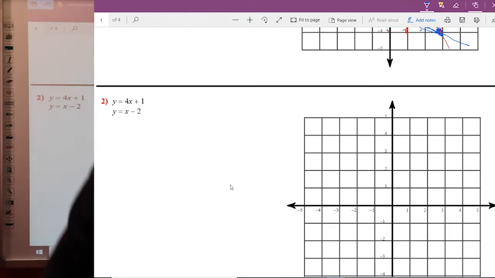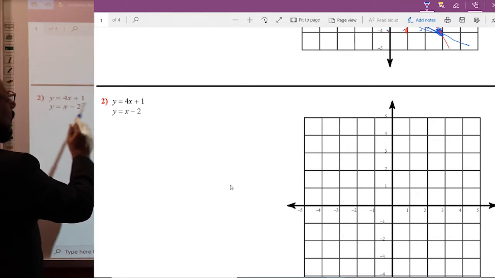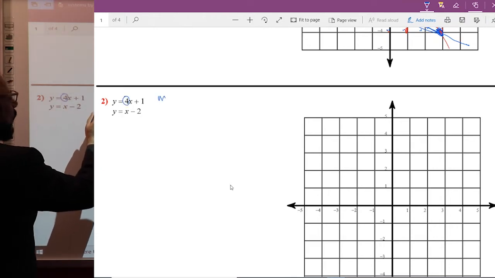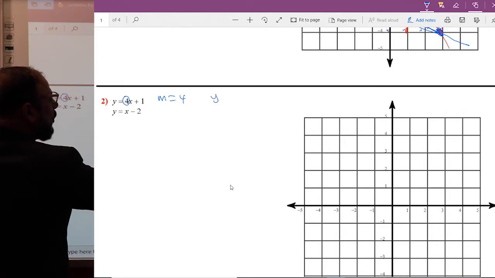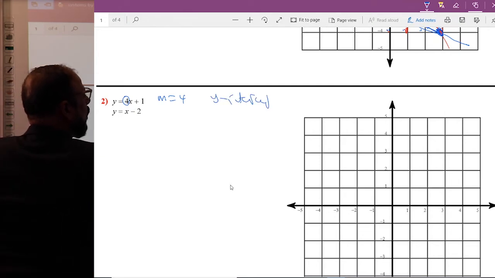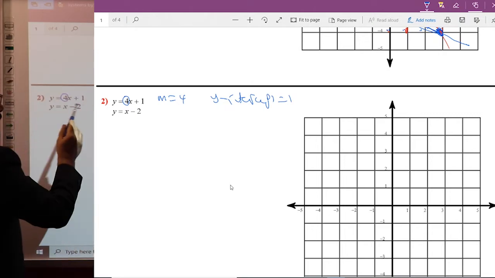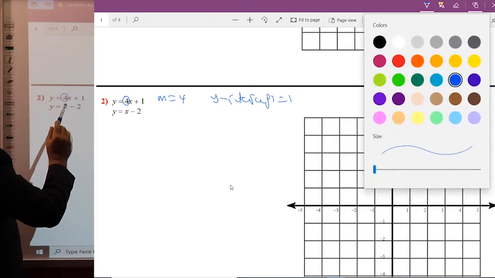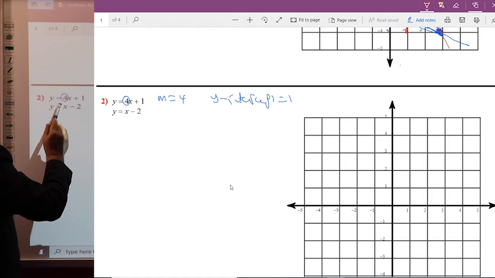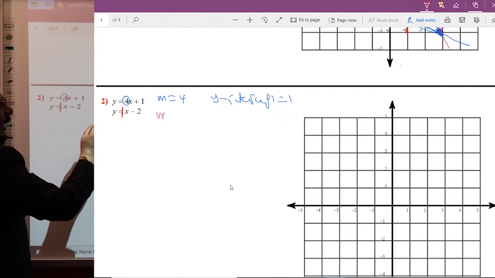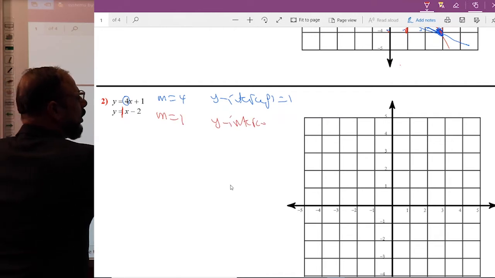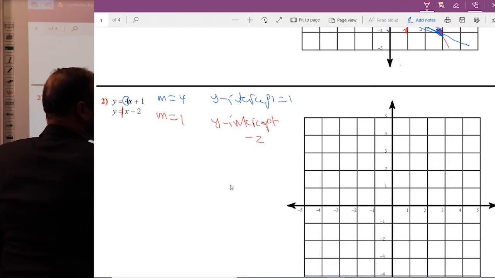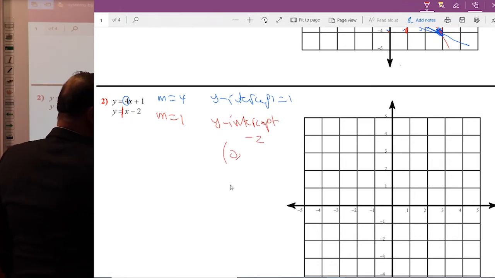Okay, again, what is my slope? m equals 4, right? The y-intercept is what? 1. This is very important. If I have no number, most of the kids get confused. If you have no number next to the x, the number is 1. Then m equals 1 and the y-intercept is what? Negative 2. I can write this as 0 and negative 2.